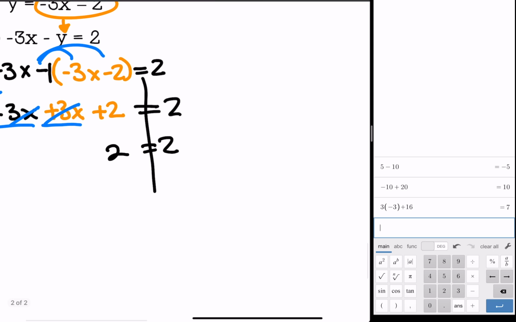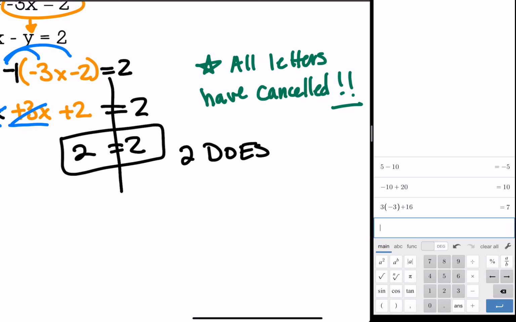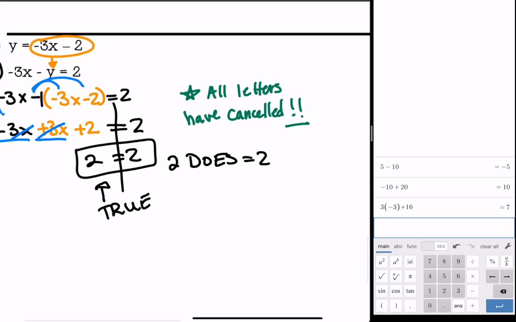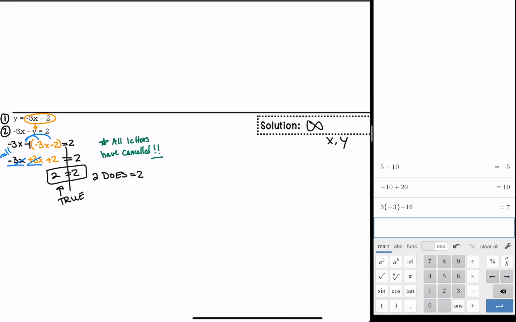So first things first, let's write a little note. Again, all letters have canceled, but we're left with 2 equals 2. 2 does equal 2. This is true. And from yesterday, if you're left with something that's true, 2 does equal 2, and all the letters have canceled, that means you're left with infinite solutions. Okay? That's the end of this video. Go ahead and do your homework.